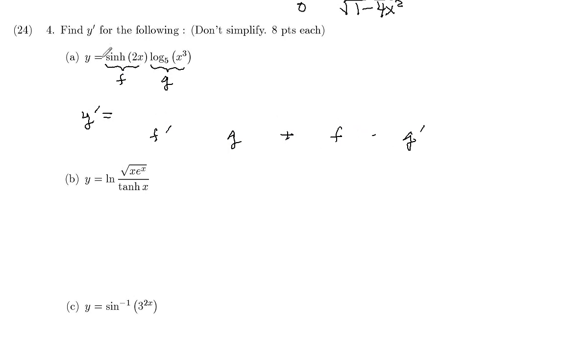Remember that the derivative of sinh is cosh. So the derivative of sinh 2x is cosh 2x. But since we're doing cosh of a function 2x, you have to multiply by the derivative of the inside function, so that's times 2. Then we multiply that by our g of x, which is log base 5 of x cubed. And then plus our f, which is just sinh of 2x.